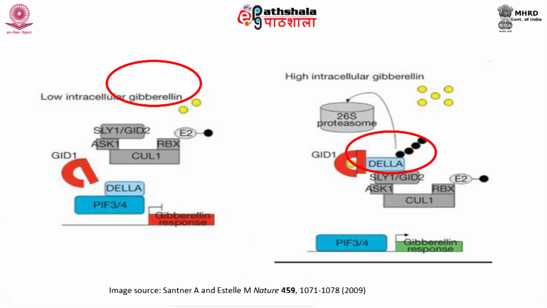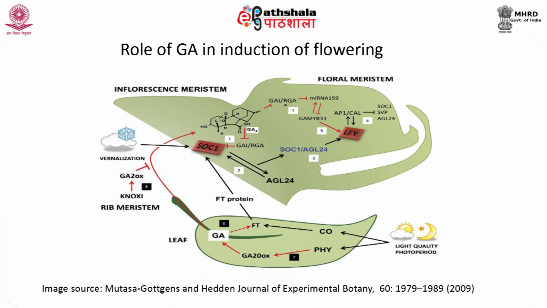Besides PIFs that regulate responses like germination and photomorphogenesis, GA also regulates the activity of other transcription factors involved in plant growth and development. Let us study the role of GA in the important developmental process of flowering in more detail.